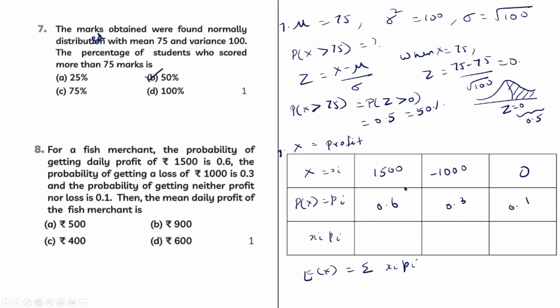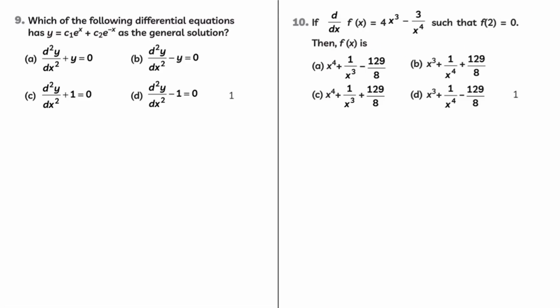So here we have 1500 into 0.6, it is 900. Then minus 1000 into 0.3, minus 300. 0 into 0.1 is 0. So the mean daily profit is the sum of all these. So it is 900 minus 300 plus 0, which is rupees 600. So the correct option is option D, which is 600.